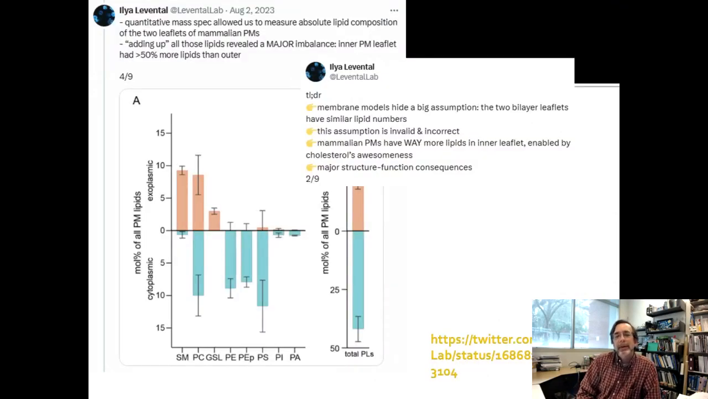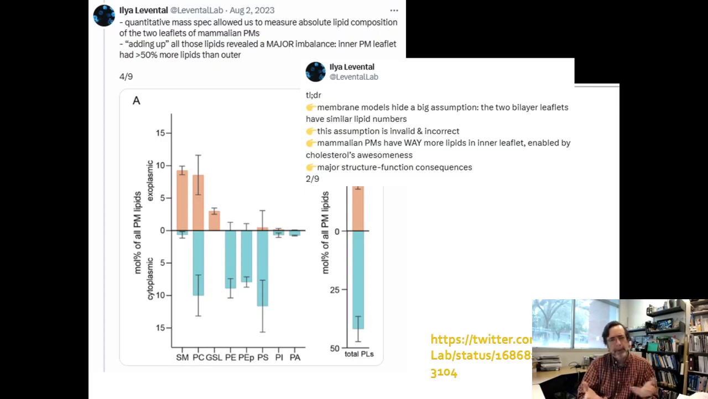And so there's membrane scientists, and it's an interesting and growing field. And there's one story from a membrane scientist that I want to show you that I got a couple years ago. So you can actually measure the absolute composition. This is actually a mass spec technique. They're looking at mammalian plasma membranes and the two leaflets, inner and outer. And they added it up, and it didn't add up for them. They realized that the inner leaflet had 50% more lipids than the outer leaflet.